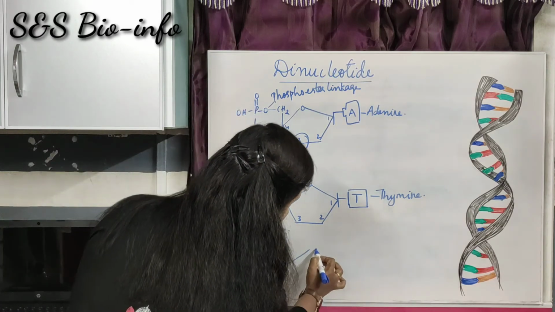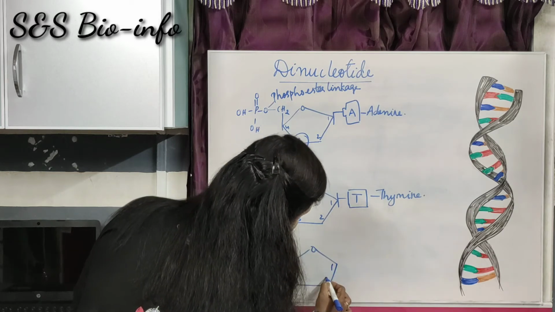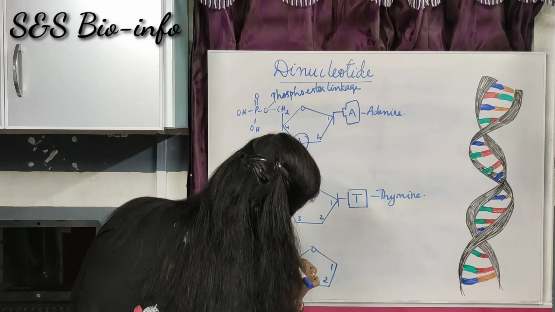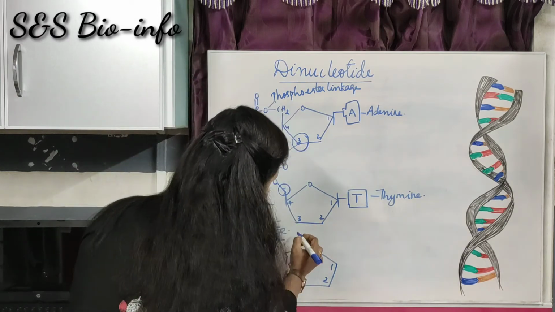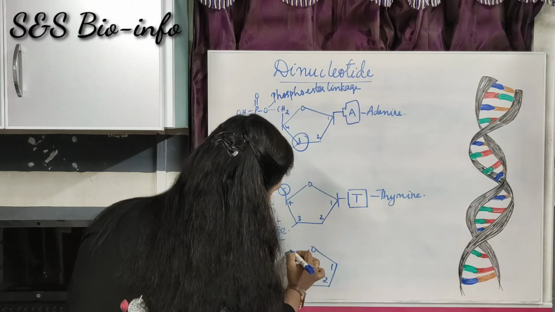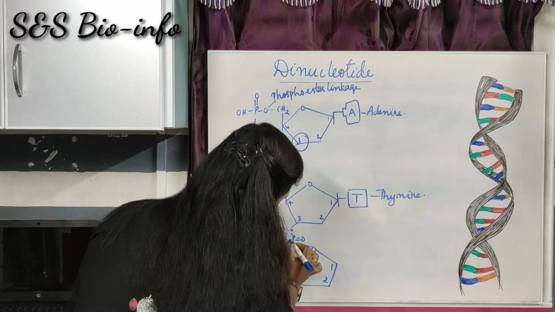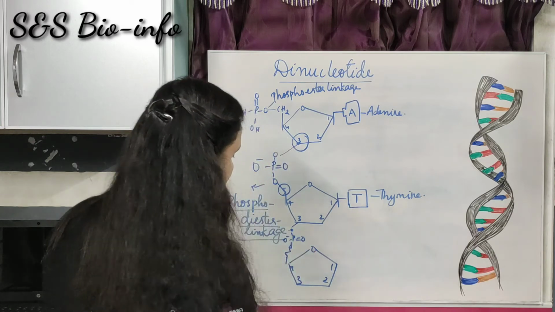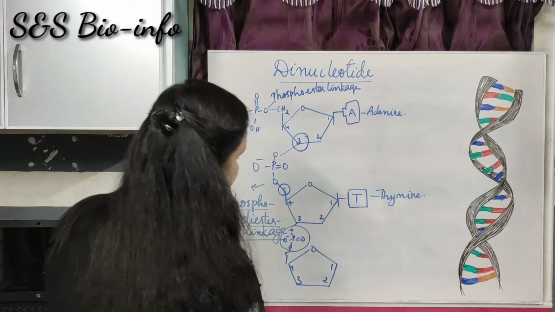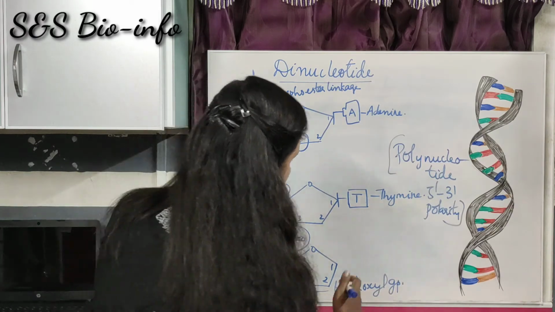Let us easily draw the next nucleotide also. How can we draw? This is the next nucleotide. First, second, third, fourth, fifth carbon atom. Here it is connected to the third by means of what? Phosphoester linkage. Okay, this is the phosphodiester linkage. Here the bond is phosphodiester linkage.